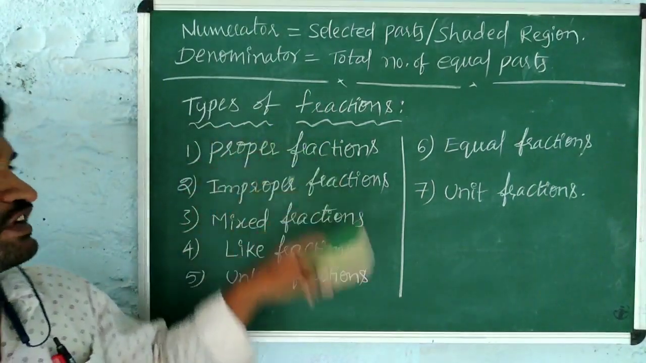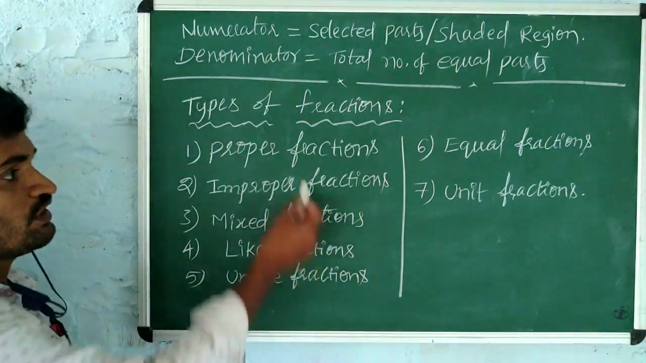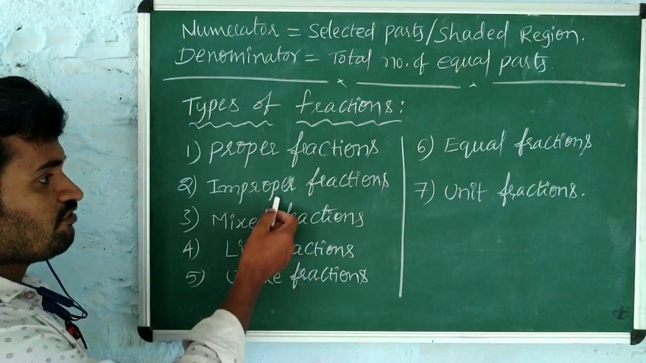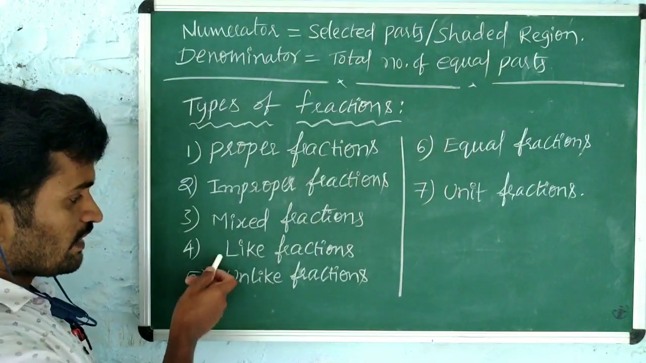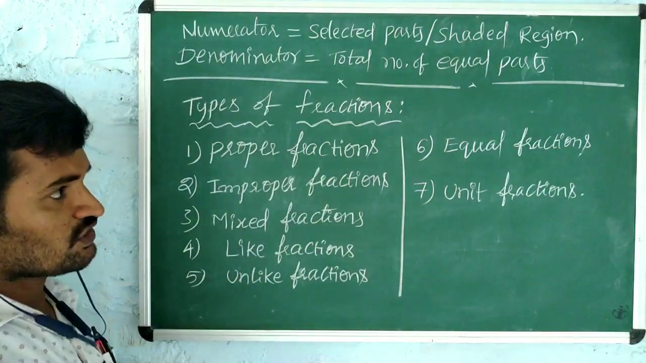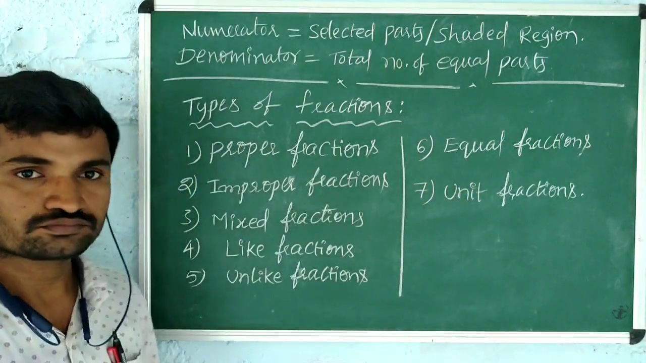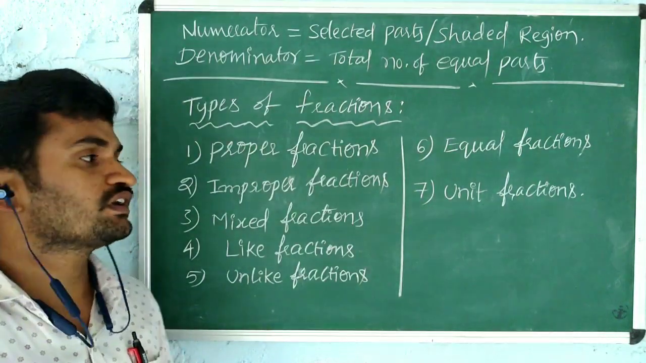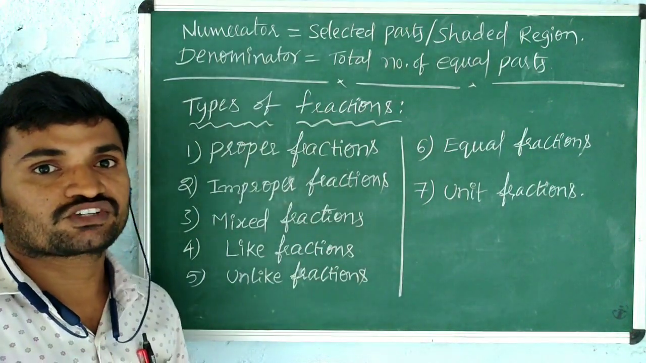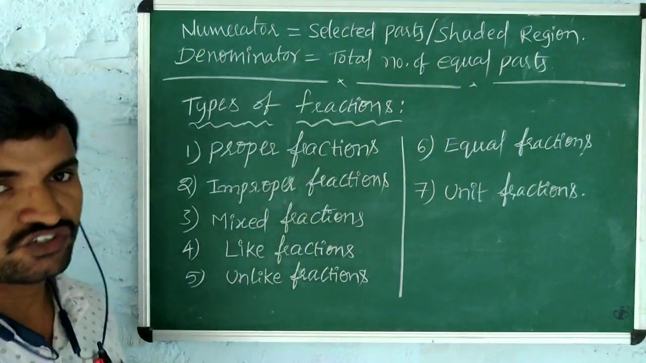Next, types of fractions. So first one is proper fractions. Second one improper fractions, and mixed fractions, like fractions, unlike fractions, equal fractions, unit fractions. So up to 7th class we are going to learn 7 types of fractions. Okay, so what is proper fraction?